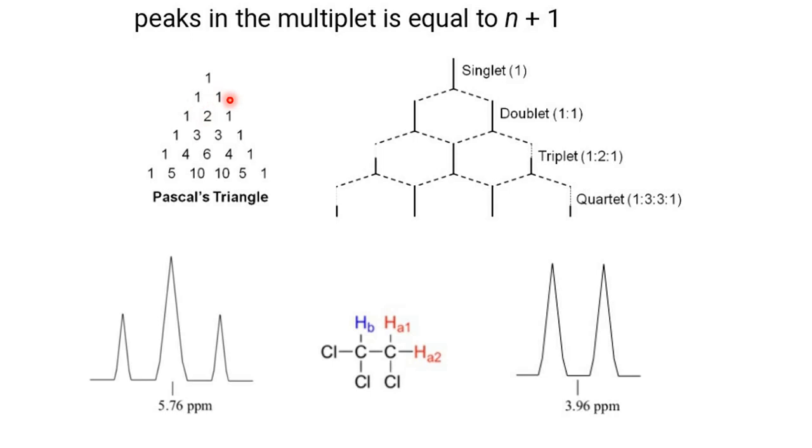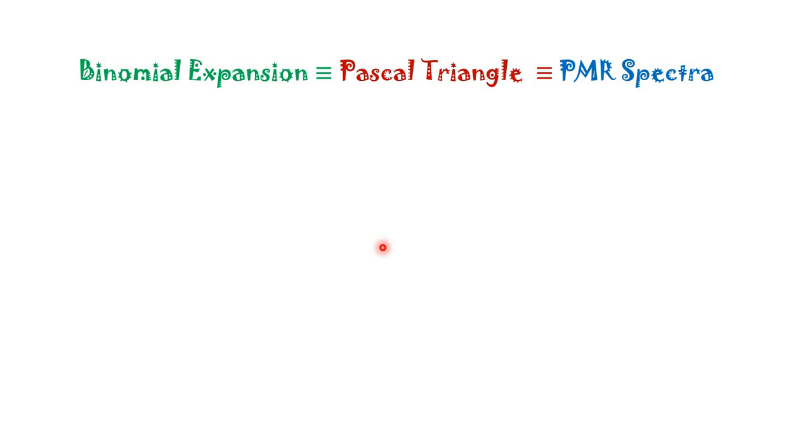So 1, 1 the doublet, 1, 2, 1 the triplet, and similarly you can extend it to the quartet and so on, 1, 3, 3, 1, etc. So that is how this connected PMR to all other problems we have discussed, right? So binomial expansion, Pascal triangle, and PMR spectra all are interconnected, right?